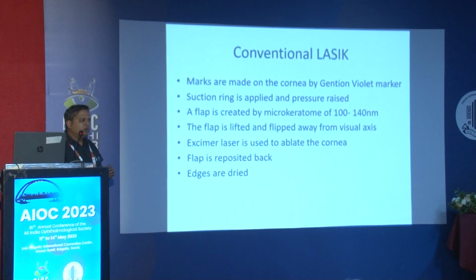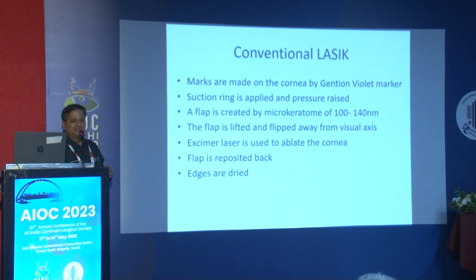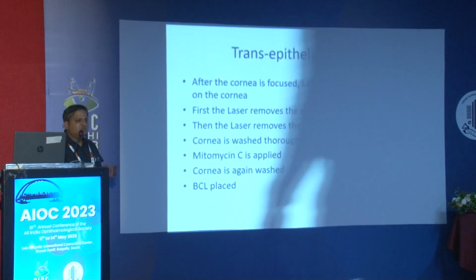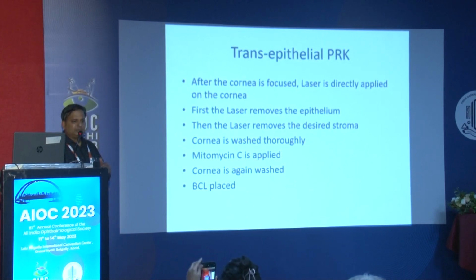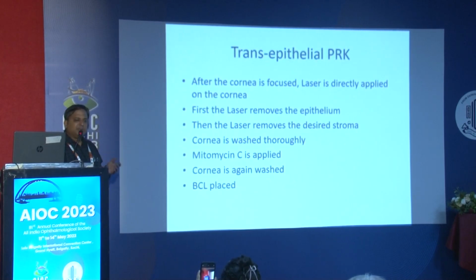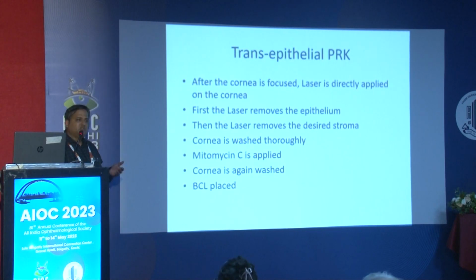In PRK, what we do is we remove the epithelium either manually or with the help of alcohol, and then we apply the laser. So what is transepithelial PRK? Basically, it's a misnomer because actually it's not going through the epithelium. Basically, we are removing the epithelium also and the anterior part of the stroma with the same laser. It may have a different wavelength or it may have a different setting, but it is the same laser which removes both the epithelium and the anterior stroma.